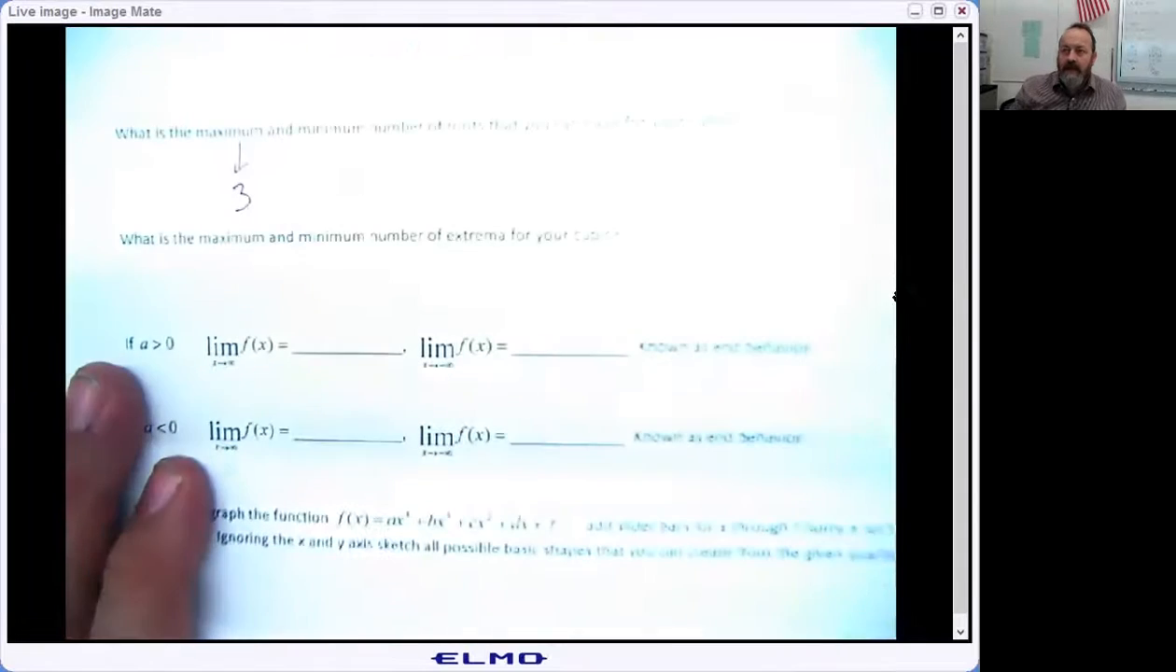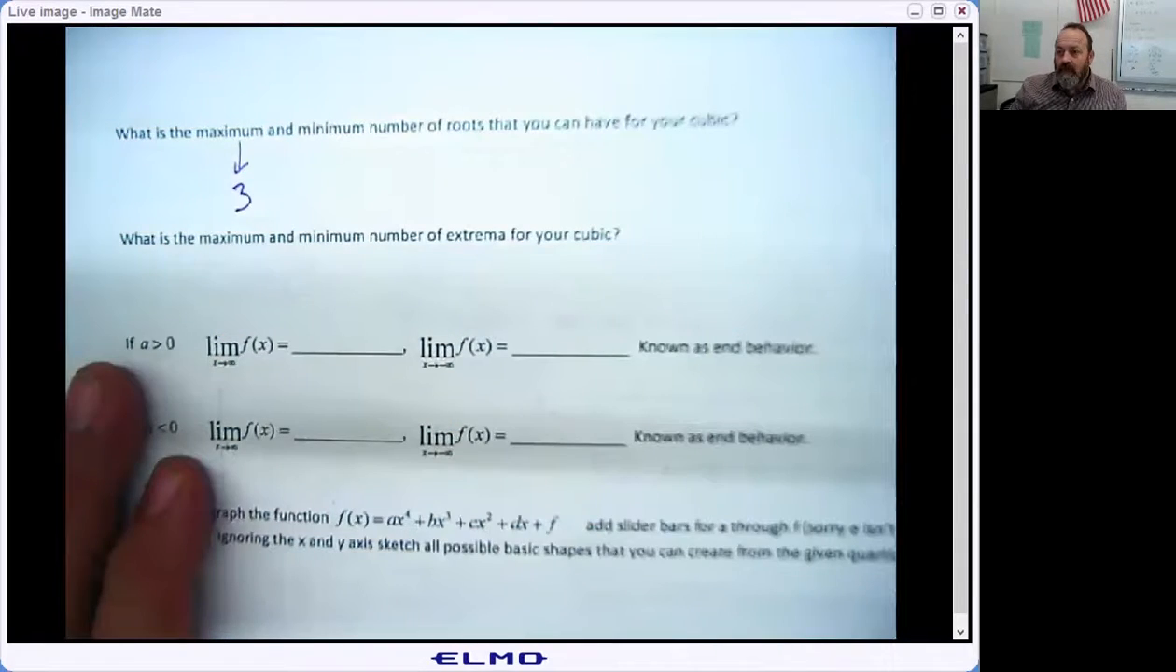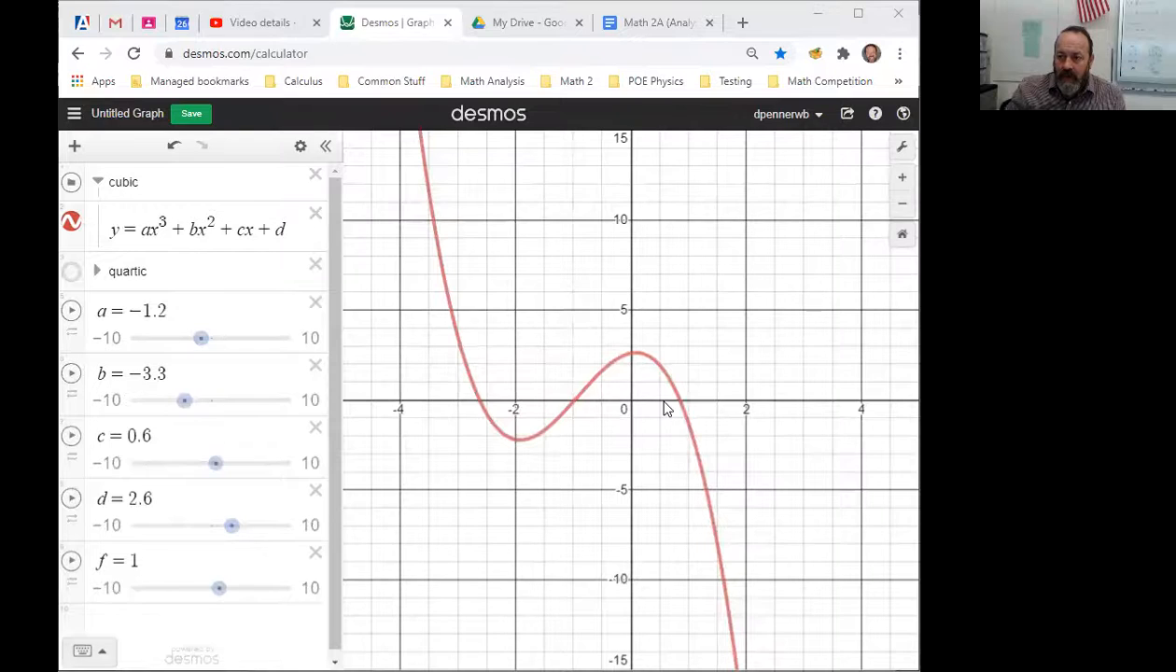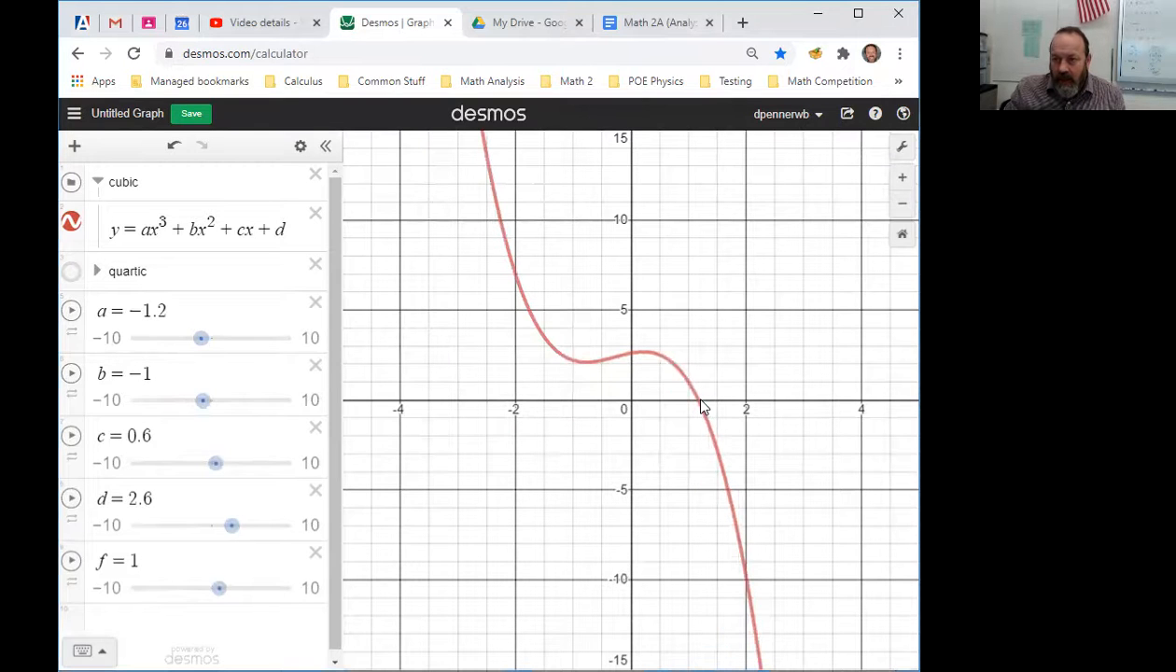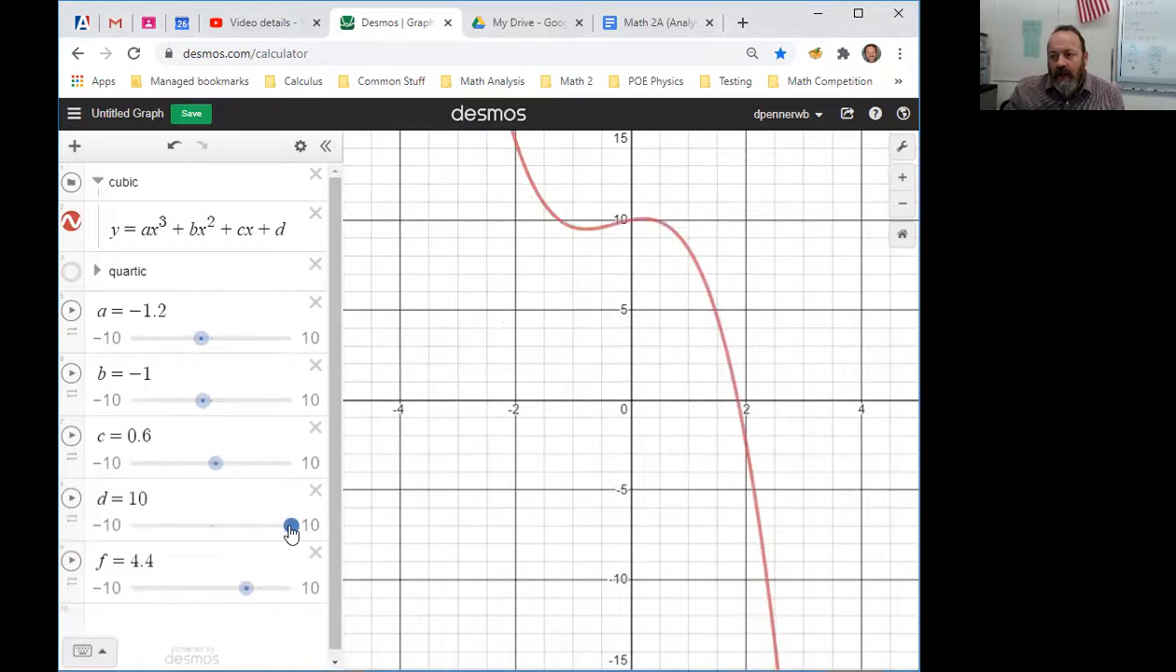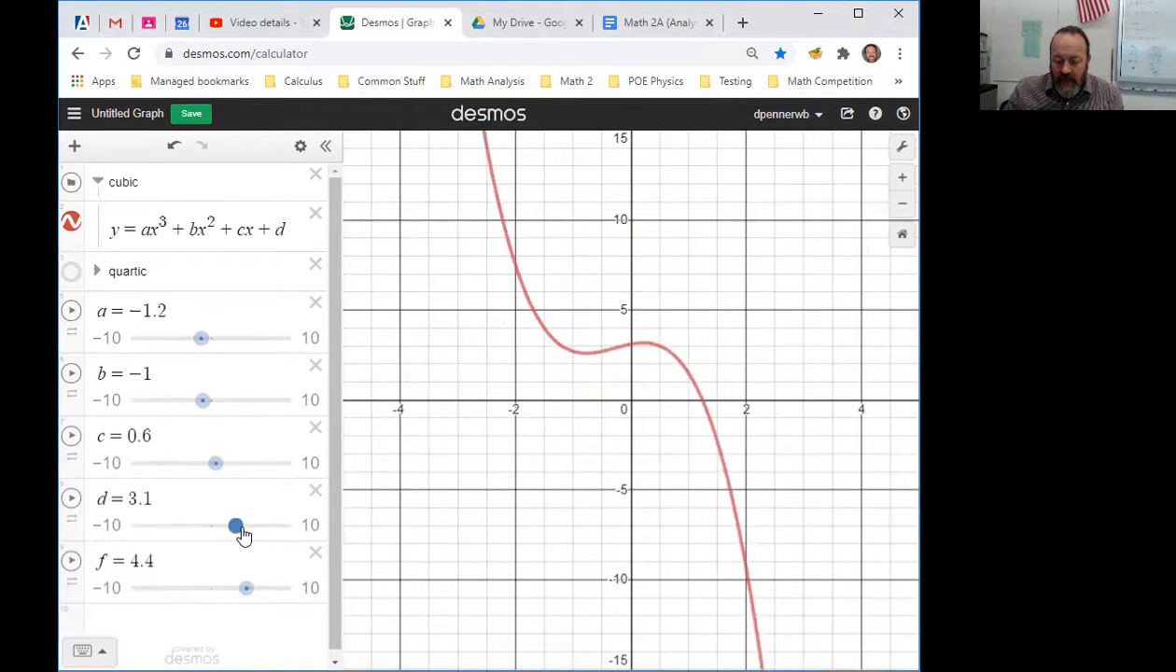Again, going back to the Desmos screen, notice this graph right here has 3 roots in it. So 1, 2, 3 roots. But if I were to move it this way, I still have 1 root, and there's nothing that I can do. I can move it up and down as much as I want to, but it's still always going to have to cross through the x-axis somewhere. So the minimum number of roots it can have is 1.